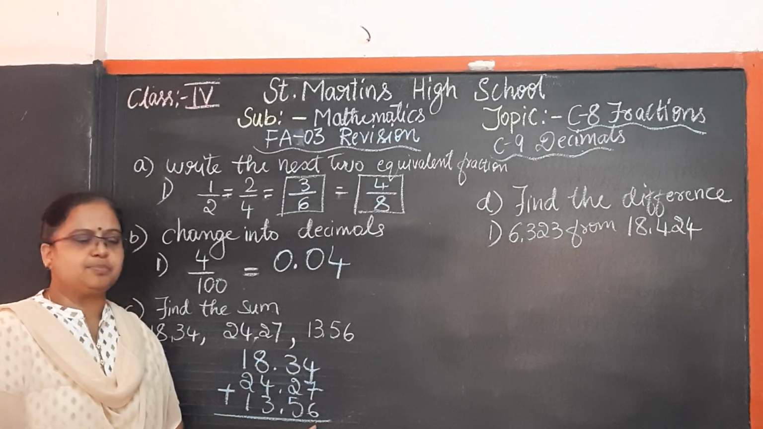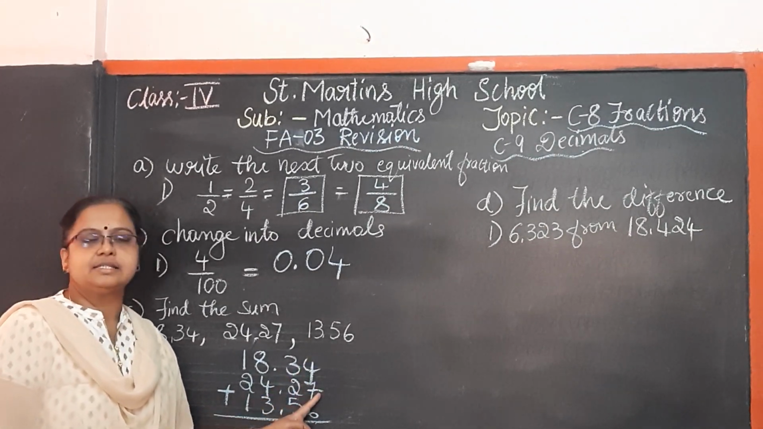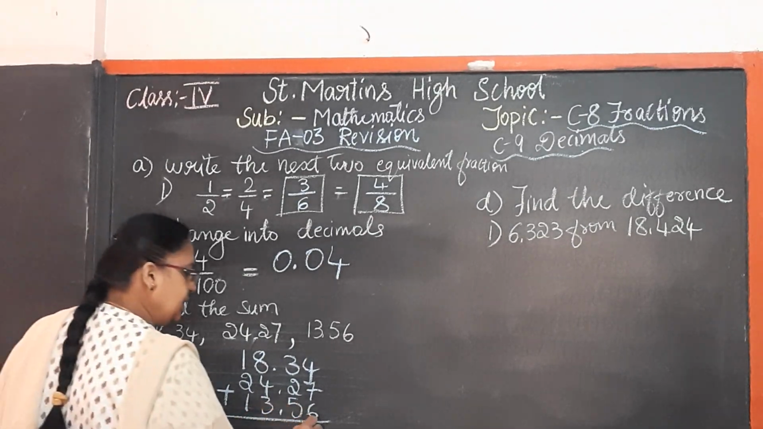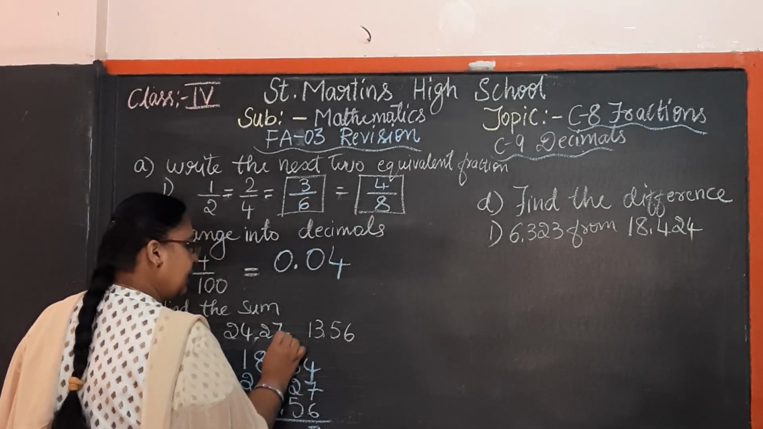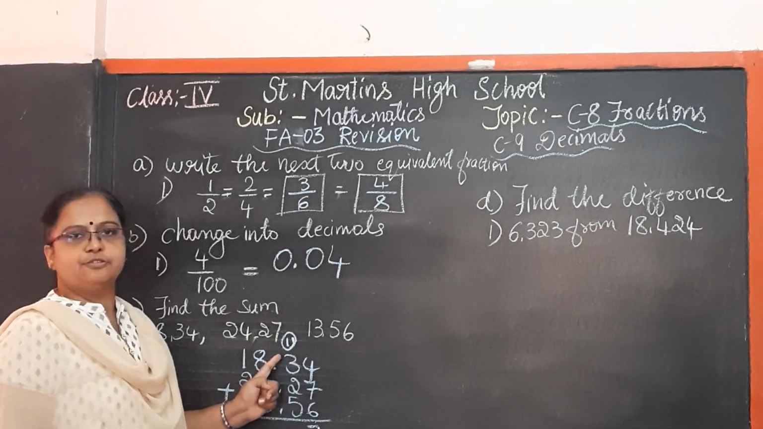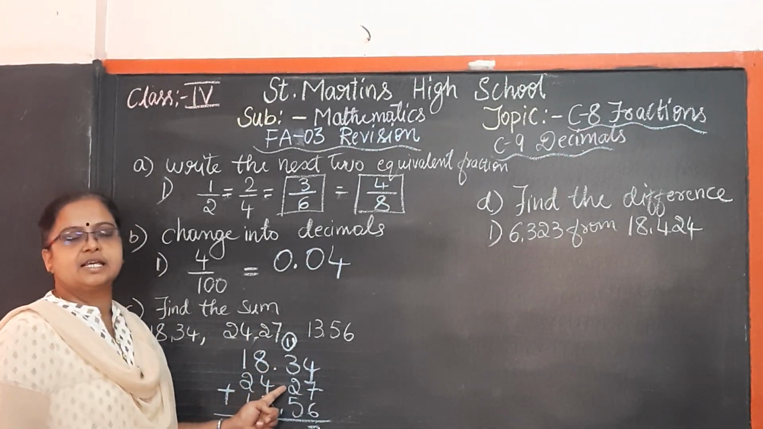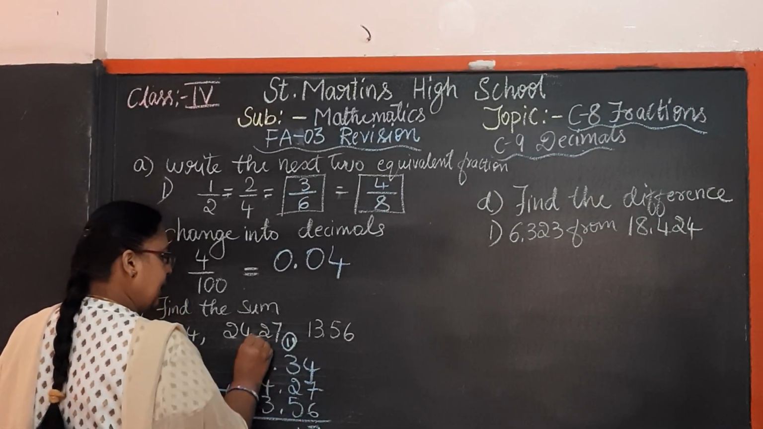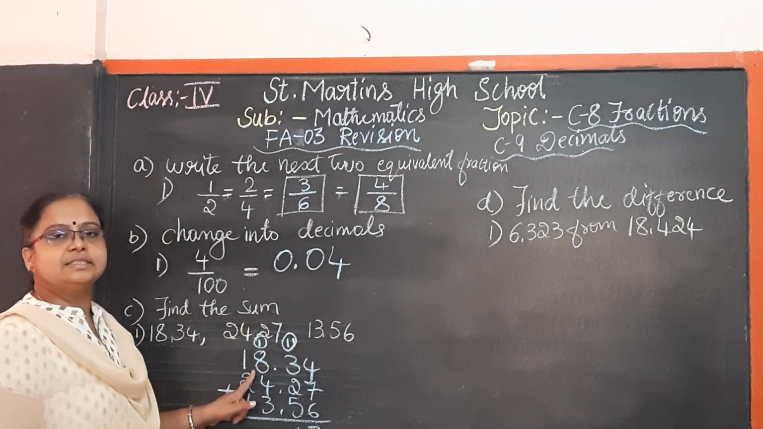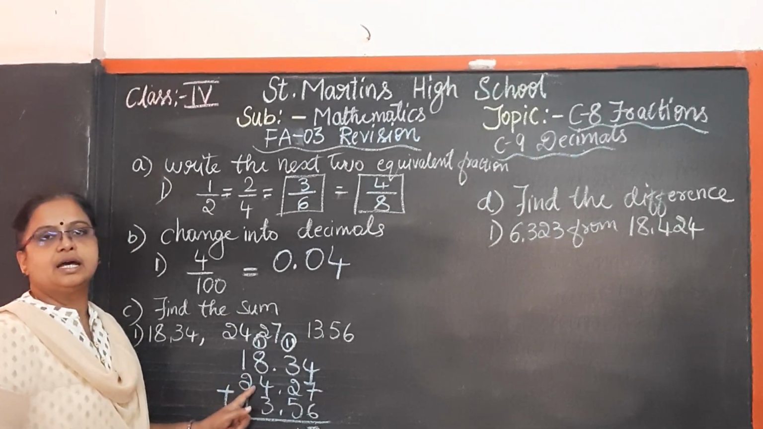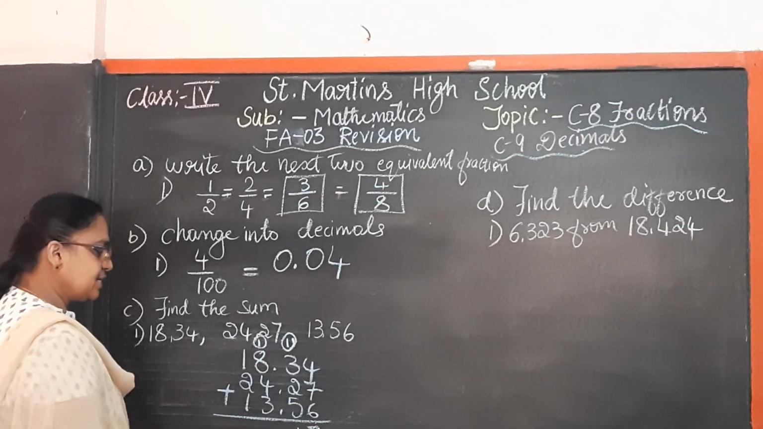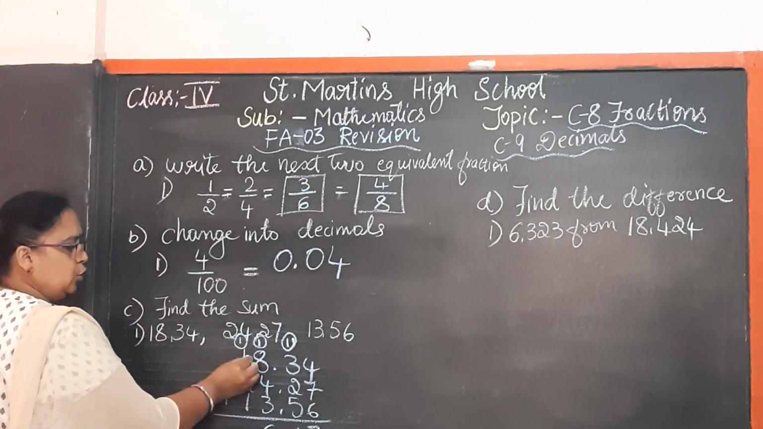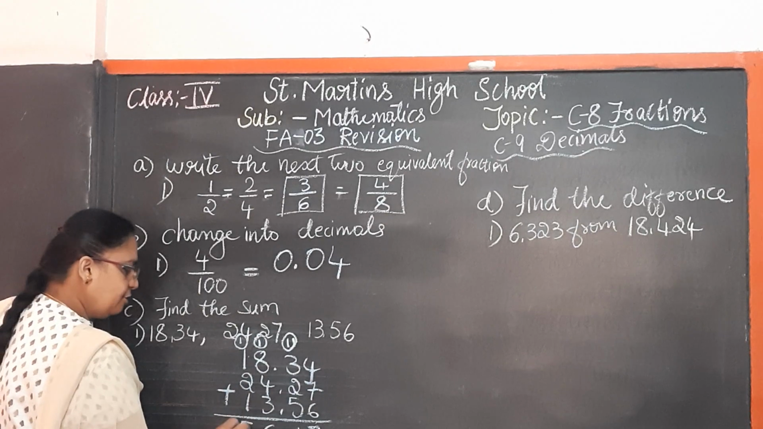First, we have to start from the ones place. 4 plus 7 is 11. 11 plus 6 is 17. So write 7 here. 1 carry. 1 plus 3 is 4. 4 plus 2 is 6. 6 plus 5 is 11. So write 1 here. 1 carry. 1 plus 8 is 9. 9 plus 4 is 13. 13 plus 3 is 16. So write 6 here. 1 carry. 1 plus 1 is 2. 2 plus 2 is 4. 4 plus 1 is 5.